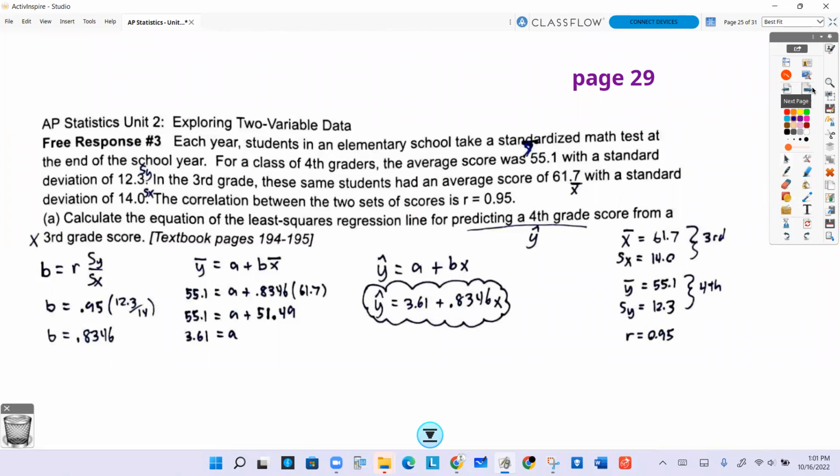Here's what I have. I start with the formula we're given, correlation times standard deviation of Y divided by standard deviation of X. Plug in all those 3 values to get a slope, 0.8346.